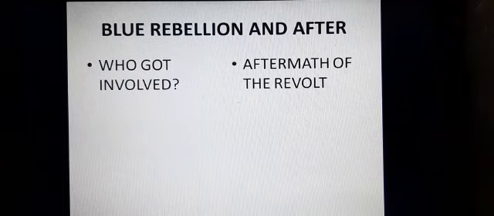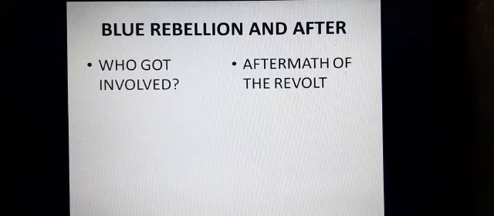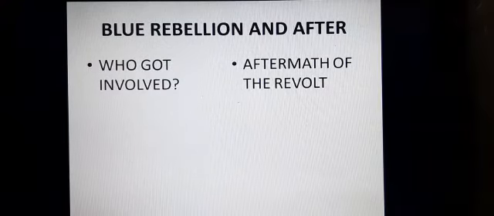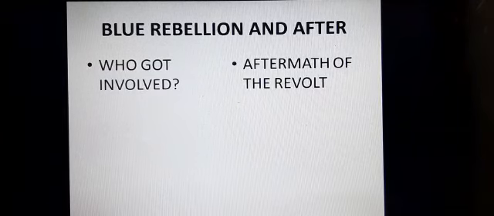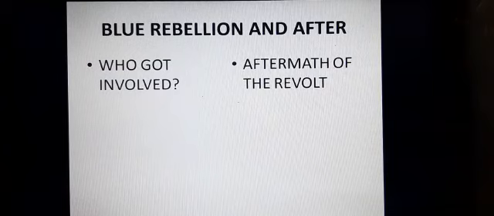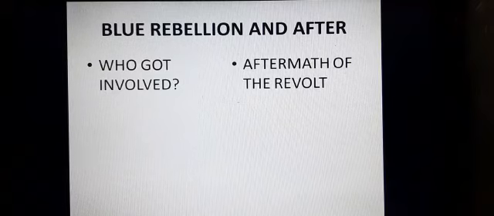In 1859, this problem reached its height, and some of the village headmen and landlords were forced to sign indigo contracts with the planters. So these zamindars and headmen stood against this exploitation and they fought with the Lathials of the planters. So this was the Blue Rebellion.